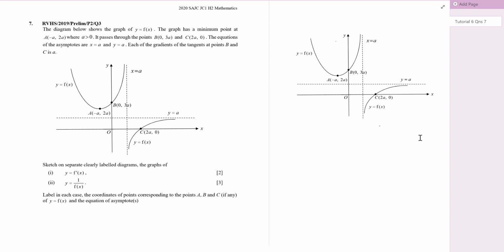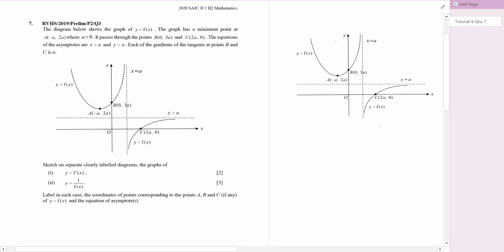This is a recording for graph transformation, tutorial 6, question 7. For this question, you are given the graph of y equals f(x), as shown in the diagram, and you are asked to sketch two graphs: the gradient graph f'(x), as well as the reciprocal graph 1 over f(x). I'll go through them one at a time. If you really know how to do this, you can scroll towards the end for the final answer for checking.